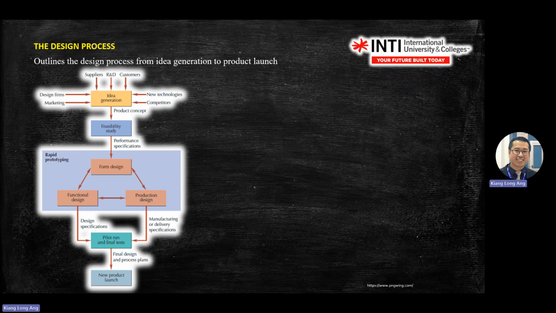Pilot test means you do prototyping, then you test it, a preliminary test, and you get some early results. For the pilot test and final test, your input is two things: design spec and manufacturing spec. Output is final design and process plan. Once you have this final design and process plan, you can go and launch the products. Before you launch, you already know the characteristics. You already know that your product is operating, and you're able to manufacture it. Then you launch it. So these are the 5 main phases that you go through in the design process.